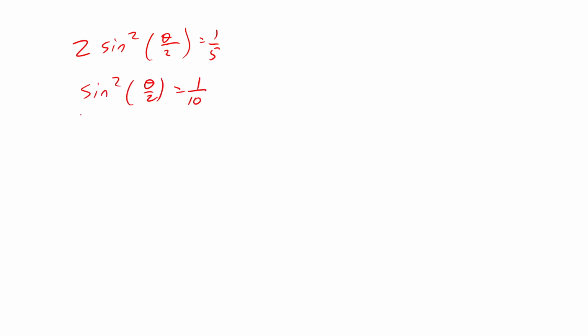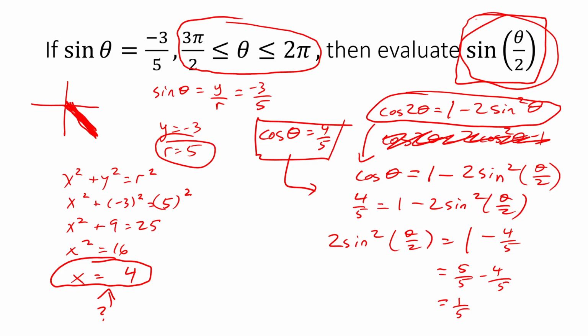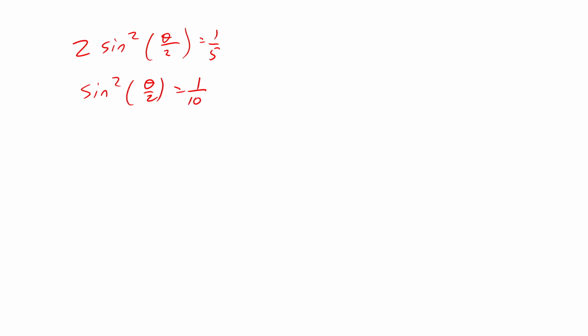And now I'm going to square root. But as you might know by now, I want to know if I should put a positive sign or a negative sign in front of that square root. Well, to help me answer that, let's go back to the last slide and look at the portion that I originally circled in this question. 3 pi over 2 is less than or equal to theta, which is less than or equal to 2 pi. I'm going to write that down here. 3 pi over 2 less than or equal to theta less than or equal to 2 pi.